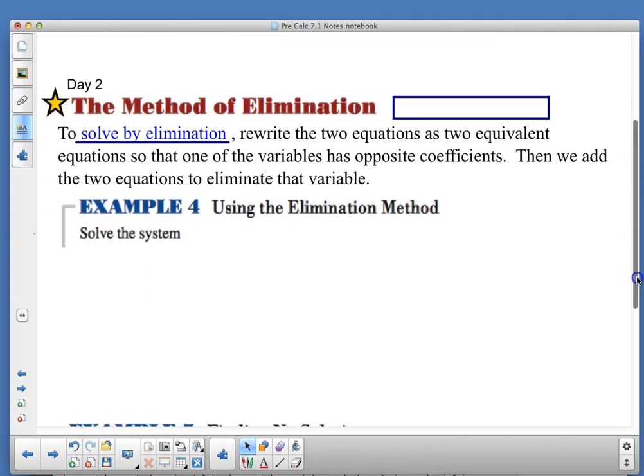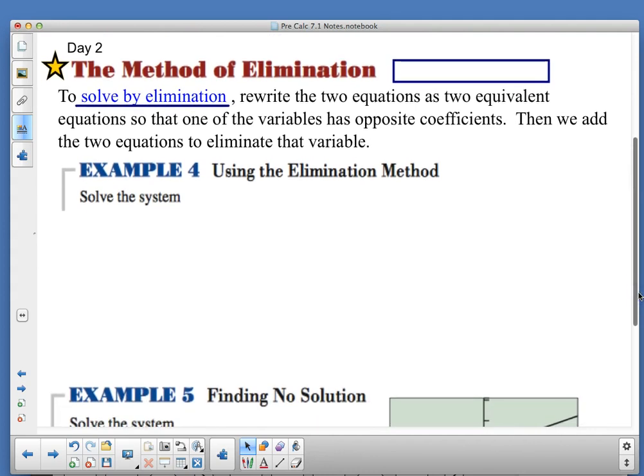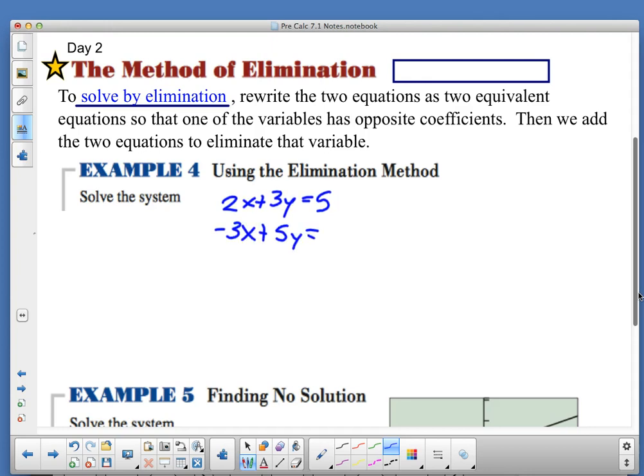Let's talk about elimination methods. Okay, to solve by elimination, rewrite the two equations as two equivalent equations so that one of the variables has opposite coefficients. This has been known as linear combinations from your Algebra 2 text. As I'm looking at my screen, I apparently deleted my original equation, so I'm just going to put those up real quick. So using the elimination method, I should be working with 2x plus 3y, and you would have been given this. It's not anything you would just come up with. Sorry, I just deleted that when I was prepping my stuff earlier.